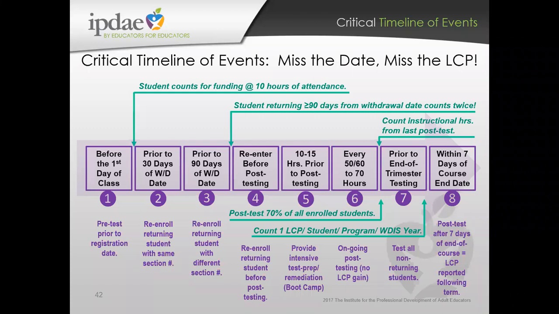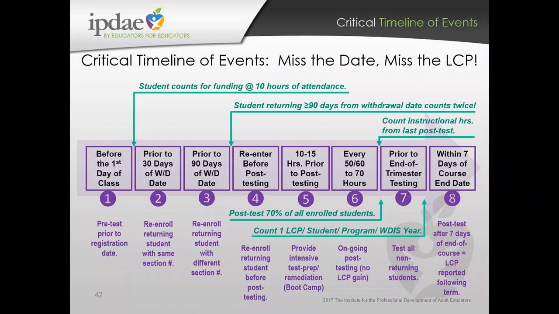Number one, you have to be sure that you pre-test your students before you enroll them for any course. Number 2, share with your registrar that any student who is withdrawn and returns to class within 30 days needs to be re-entered in the same section number. Now, you don't have to worry too much about the why behind this. Just be mindful and share the information with your registrar.